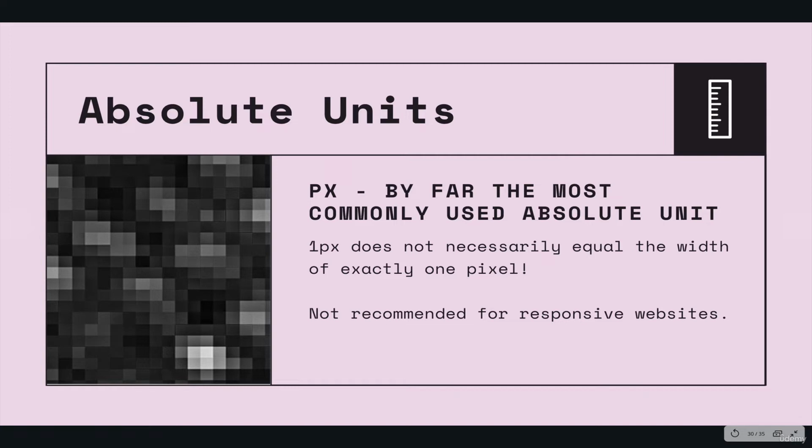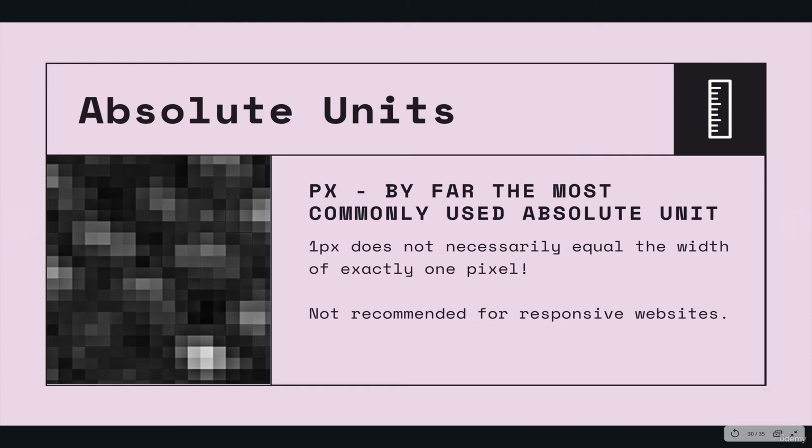Now it's important to note that, yes, it's called a pixel, but it does not necessarily equal the width of exactly one pixel on your machine. So it varies depending on the size of your display. It varies on a lot of things, actually. So it is not guaranteed to be 1 pixel wide, but it is guaranteed to be very small. A single pixel, 1px, is tiny.